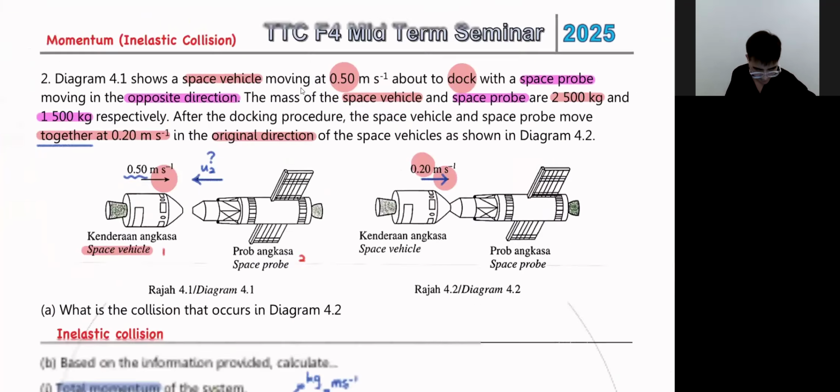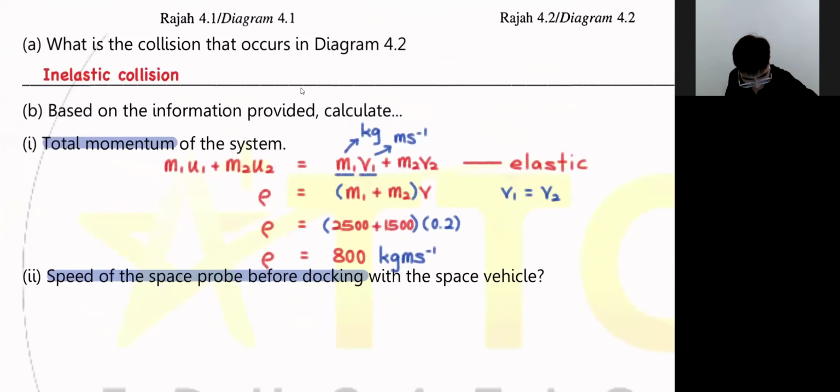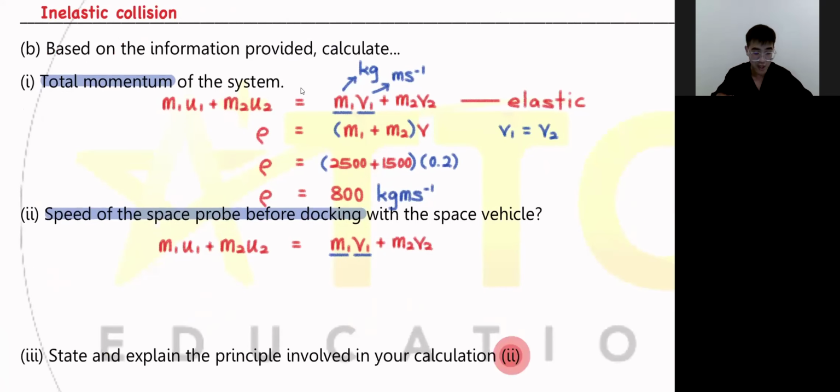So how do you calculate this speed? Very simple one. Remember this formula. Just now we have the U2 in this formula, right? U2, like I said, we assume that object number 2 is the space prop. So you are asked to calculate this U2. We assume 2 means space prop.